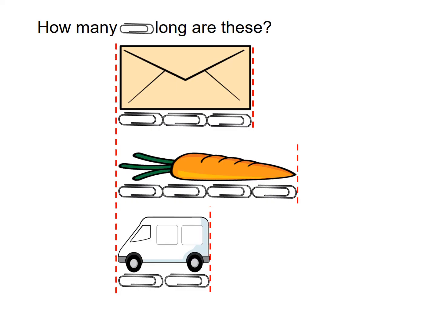This time we're going to use paper clips. So as you can see, we've laid the paper clips out directly underneath, starting and stopping where the item does. So how many paper clips long is the letter? It's 3 paper clips long. And then again with the carrot, can you see how the paper clips line up perfectly with the carrot? How many paper clips long is the carrot? All we need to do is count them. It is 4 paper clips long.